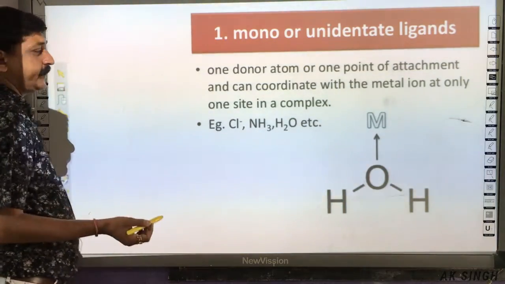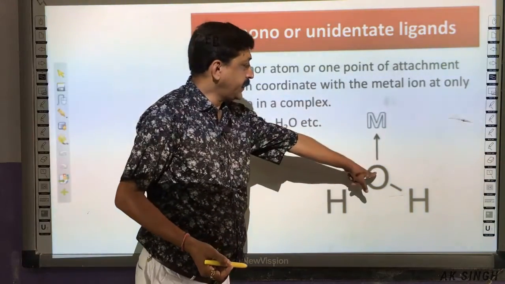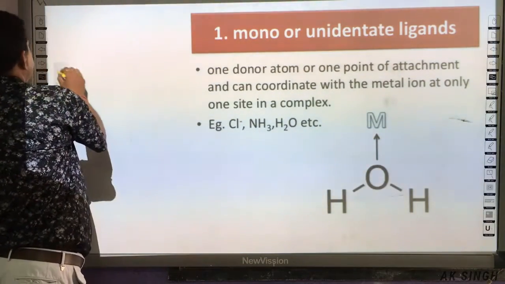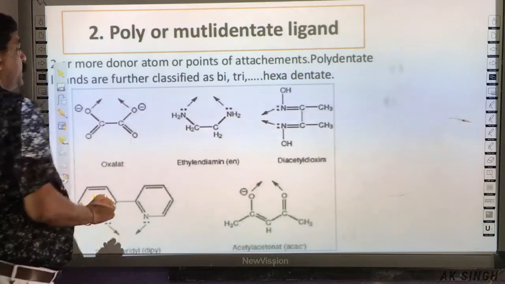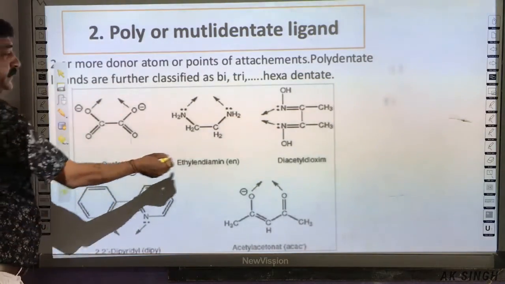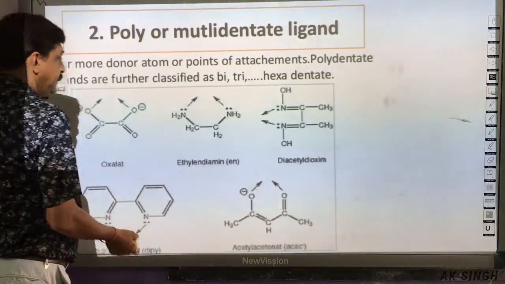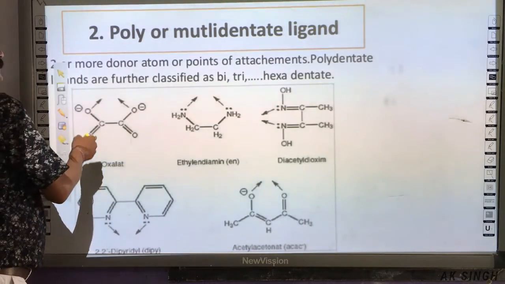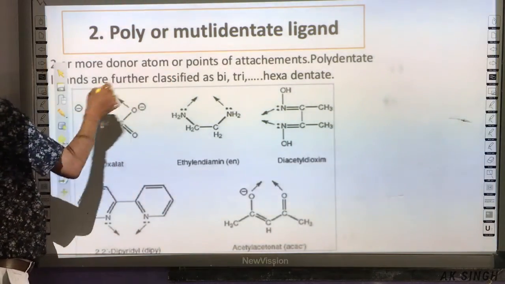Monodentate or unidentate: the metal and the donor site of H2O. Another example, polydentate ligands, oxalate, en. You can see this. Bi-, tri-, hexadentate ligands.